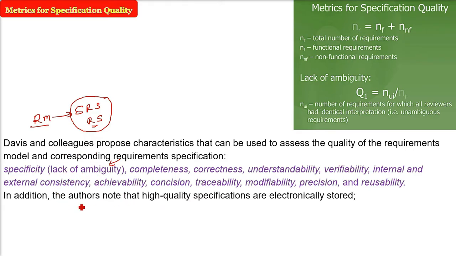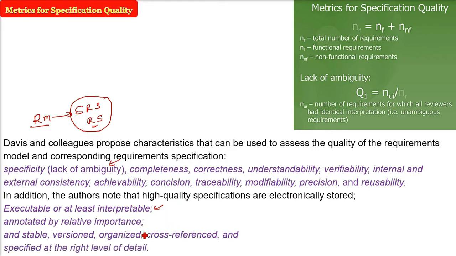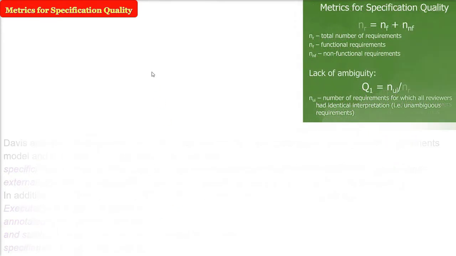Along with this, Mr. Davis and others also said that these high quality specifications are electronically stored. How? Whether they are able to execute, or if not, because the requirement model may not be executable, they are at least interpretable. And annotation should be given wherever it is admissible. And the SRS, or the model, should be stable, versioned, organized, cross-referenced. These are very important. And specified at the right level of detail, this documentation or the product specification.